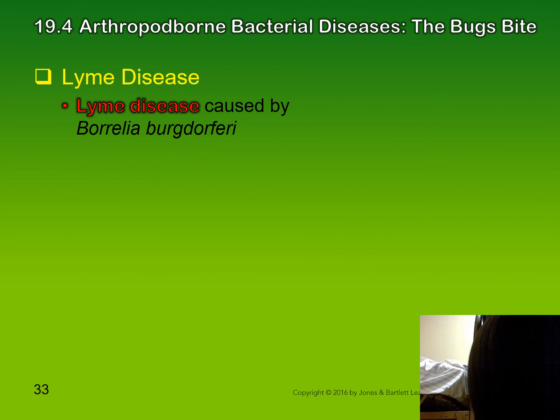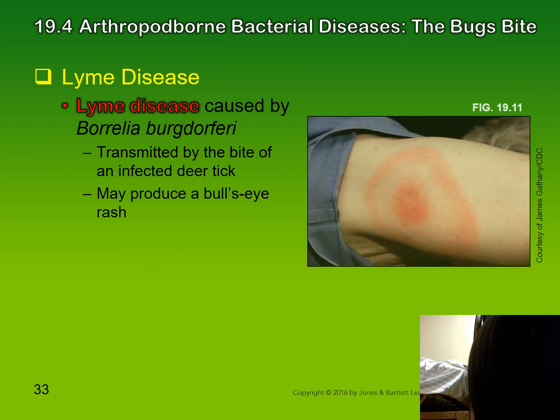Okay. Lyme disease is caused by the bacteria Borrelia burgdorferi, and it is transmitted by the bite of an infected deer tick. And very often you will get a bullseye rash. And so if you ever get a rash that looks like it's circular, like it's a bullseye, get that checked right away by a doctor.